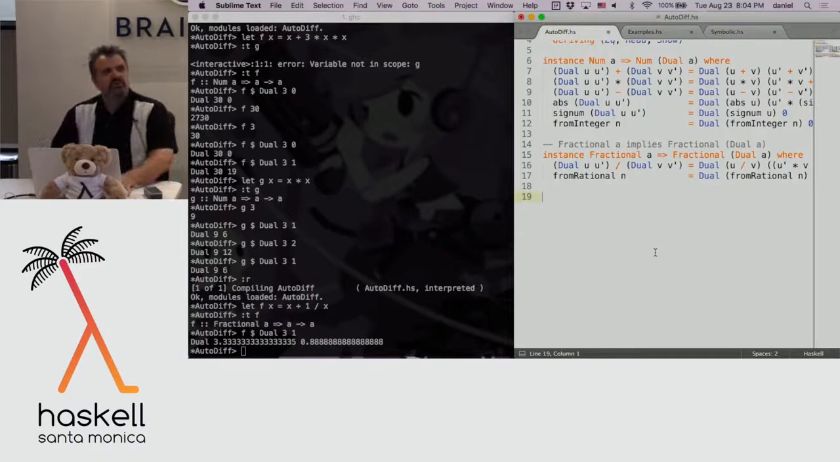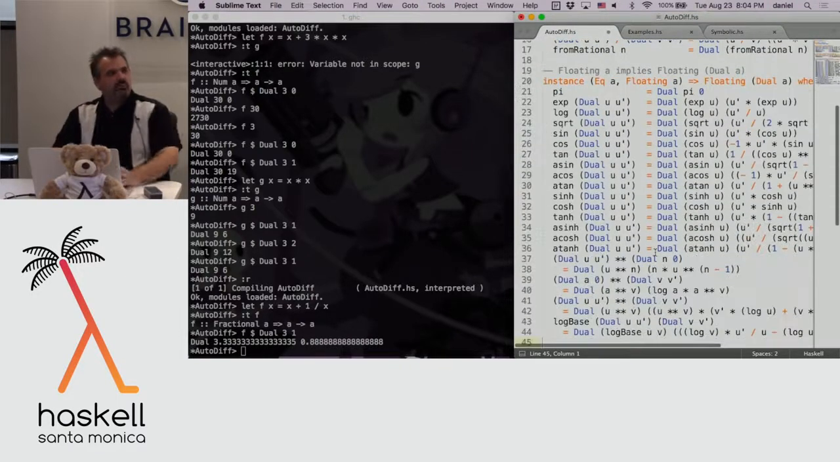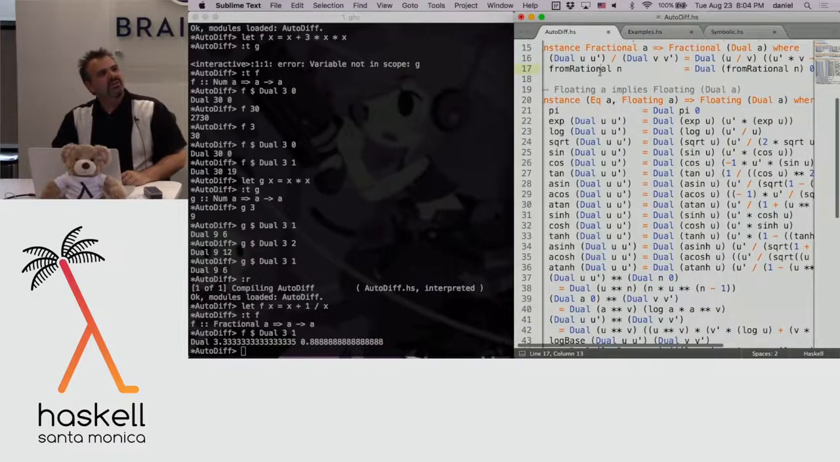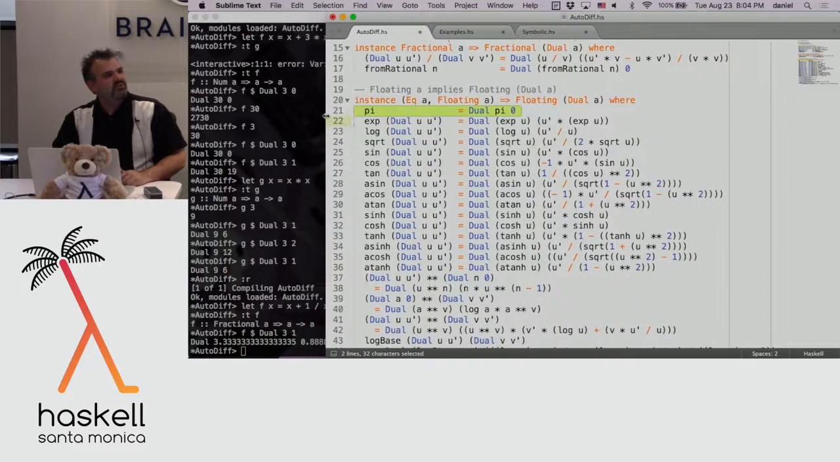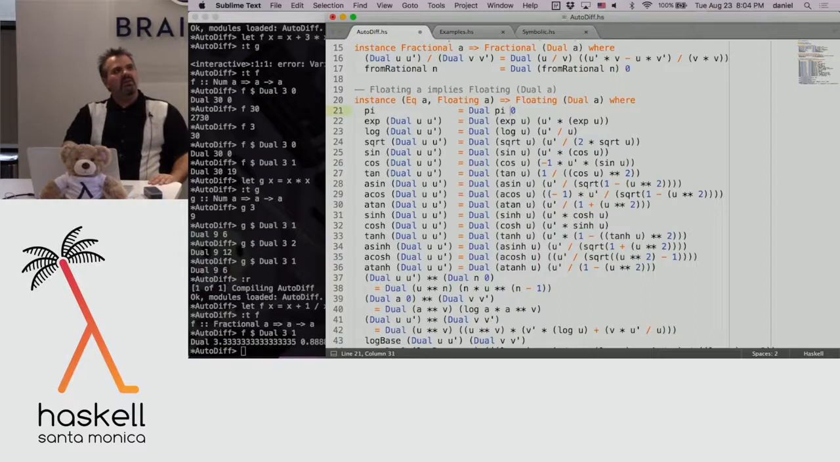Enterprising scientific computing people need to work with floating-point numbers usually. So here is, if you've ever defined a floating instance, there's a lot you have to define. What we have here is we have to say who pi is if we want a floating instance. Pi in the dual land is dual pi 0. And why is the second one 0 here? Pi is a constant, and derivative of constant is 0.